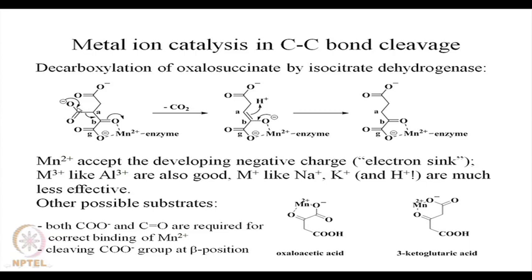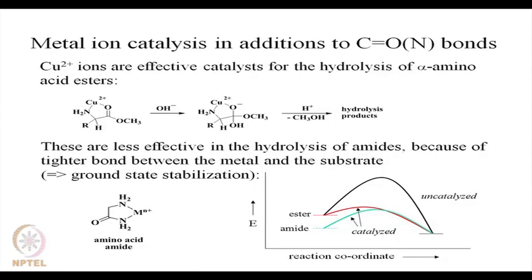So, these are the requirements for Mn2+ to act in metal ion catalysis in C-C bond cleavage. Okay. Next, metal ion catalysis in additions to C=O or C=N bonds. Okay. In that case, you see copper 2+ ions are effective catalysts for hydrolysis of alpha amino acid esters.